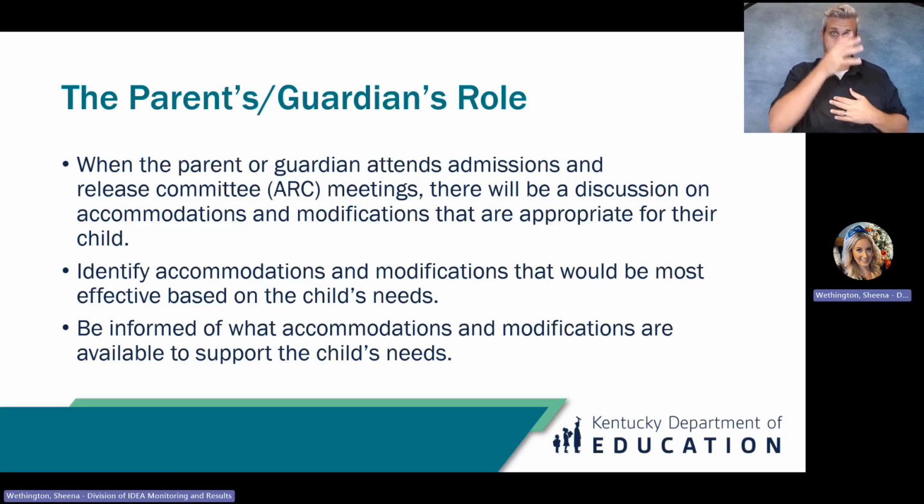When the parent or guardian attends the Admissions and Release Committee, or ARC, meetings, there will be discussion on accommodations and modifications that are appropriate for their child. Parents and guardians can help identify accommodations and modifications that would be most effective based on the child's needs. They can also be informed of what accommodations and modifications are available to support the child's needs that they may not be currently aware of. All of this information will be used to determine if the student meets criteria 3 to be eligible to participate in the alternate assessment. Let's begin with talking about accommodations.